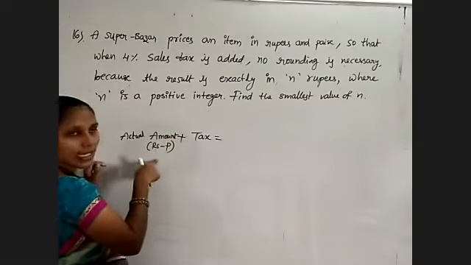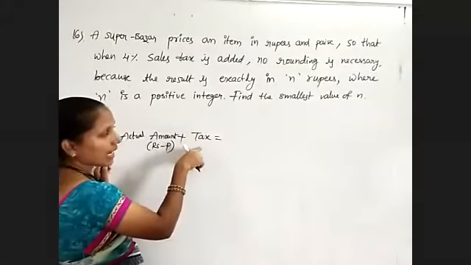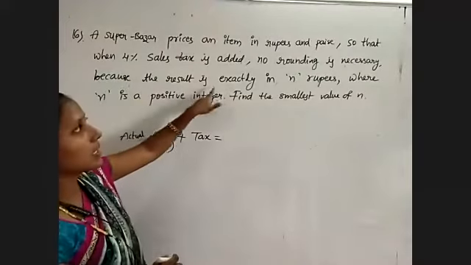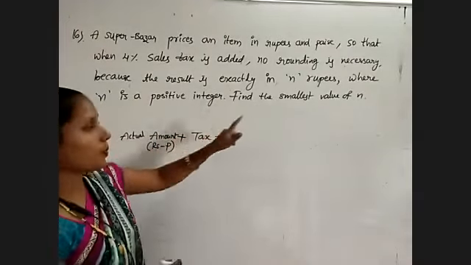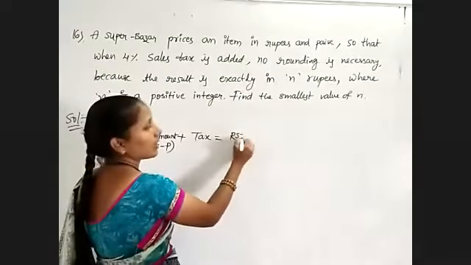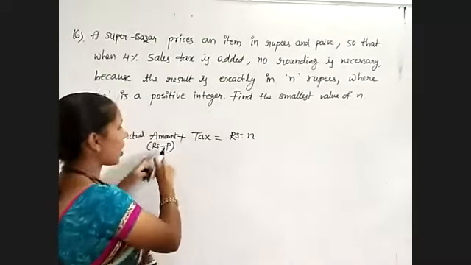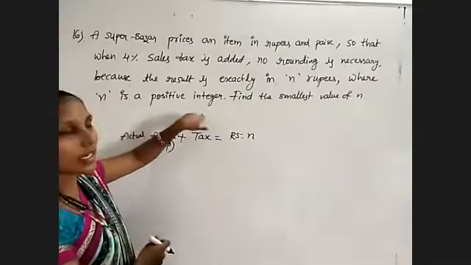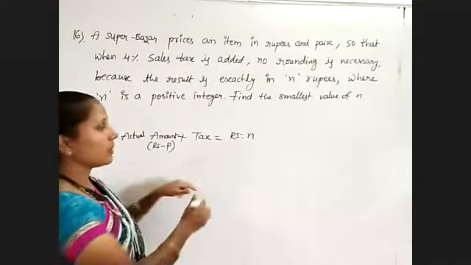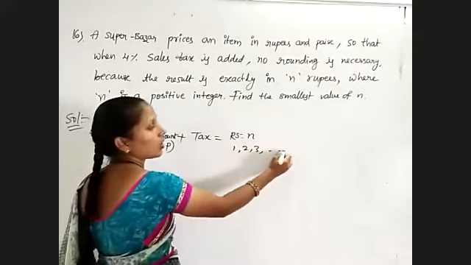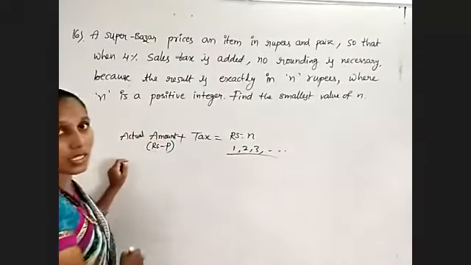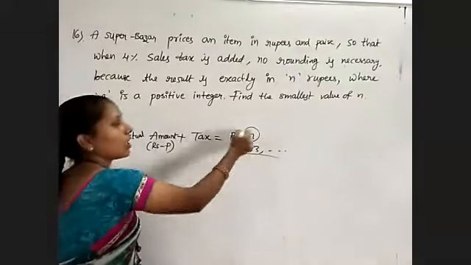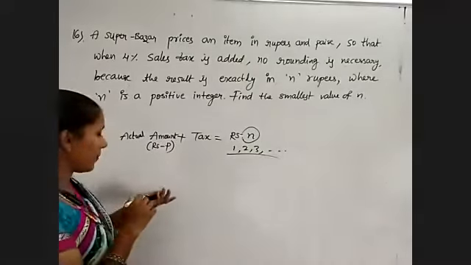When tax is added, no rounding is necessary because the result is exactly n rupees. That is given in just rupees, not paisa. Here n is a positive integer, meaning 1, 2, 3, and so on, any one value from the positive integers. Find the smallest value of n. So what will be the value of n? Smallest value.